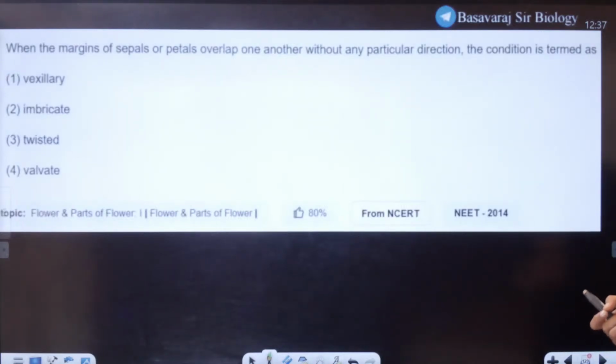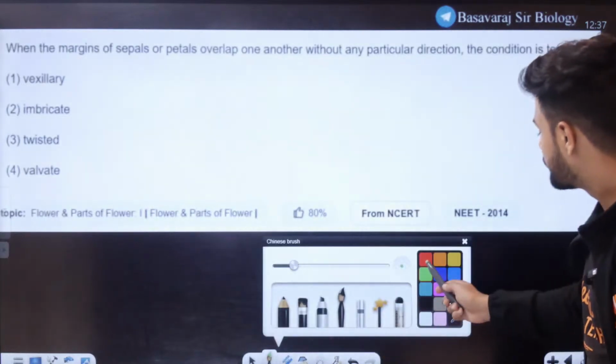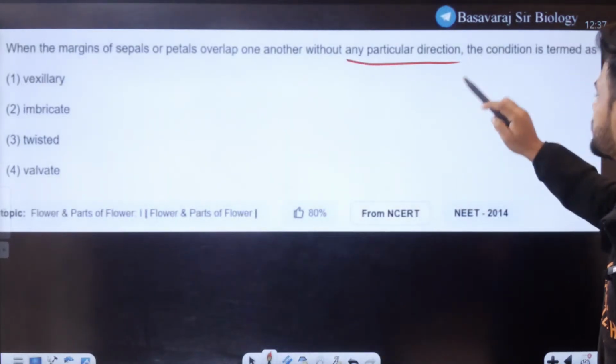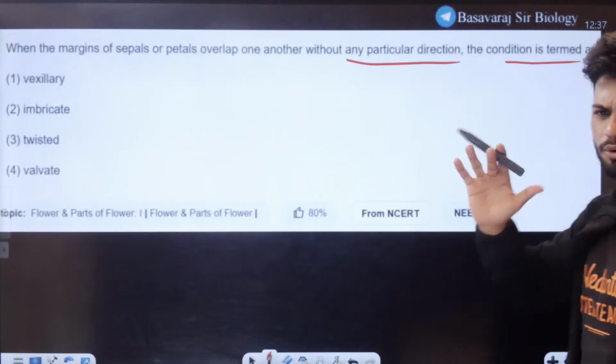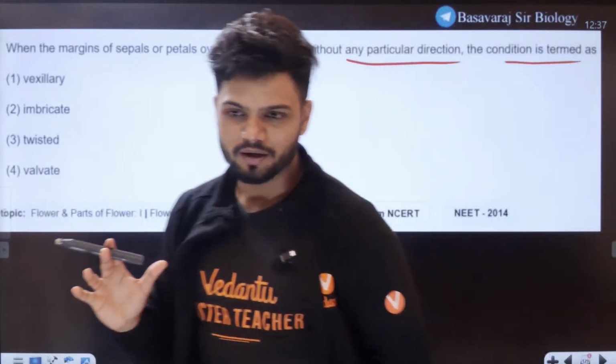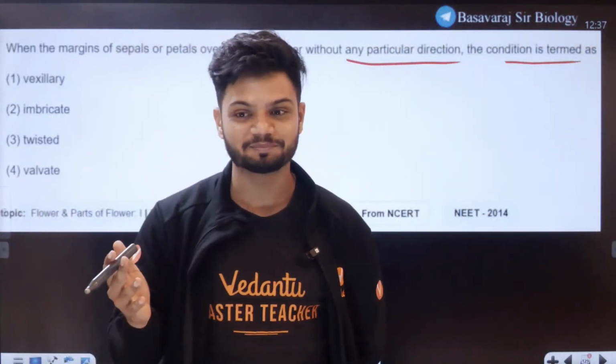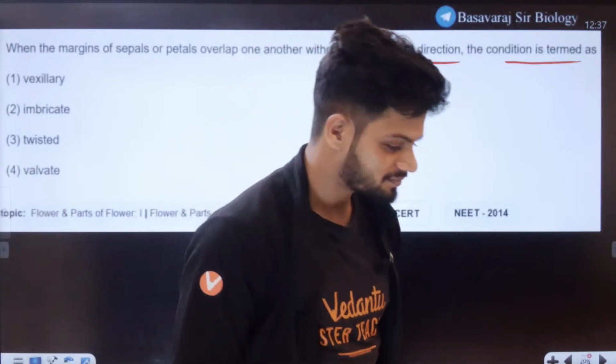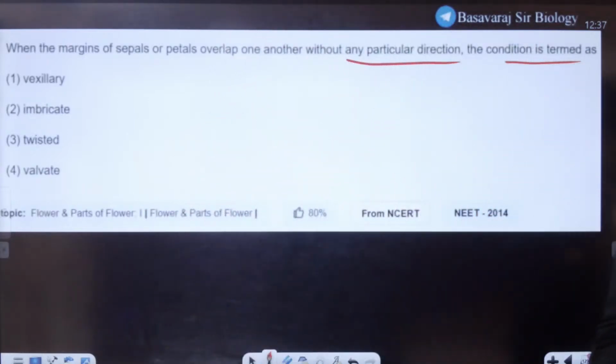When margins of sepal or petal overlap on one another, but without any particular direction, the condition is called as. No, this is overlapping. It is overlapping, but not in a particular direction. Okay, tell me that answer now.